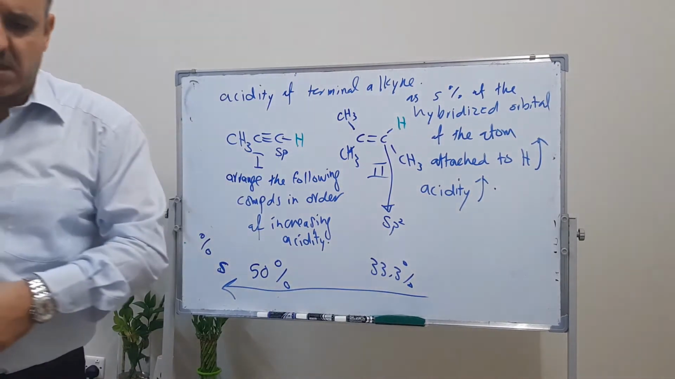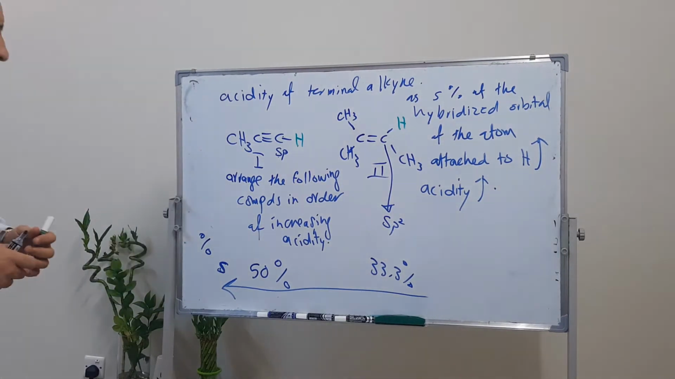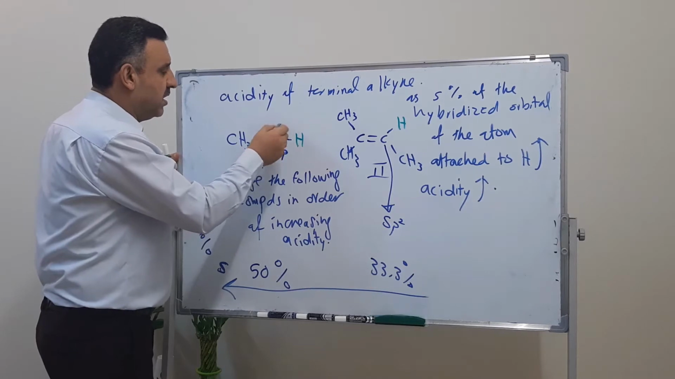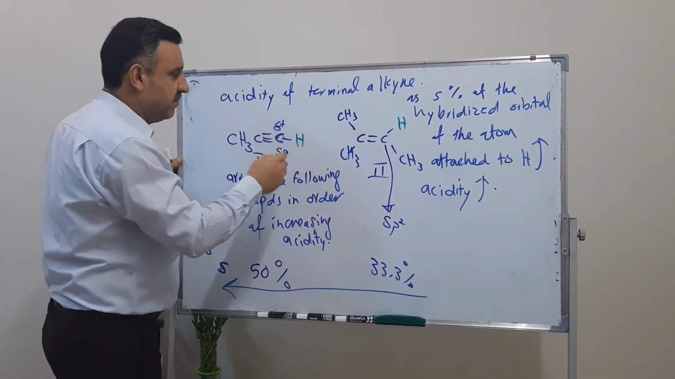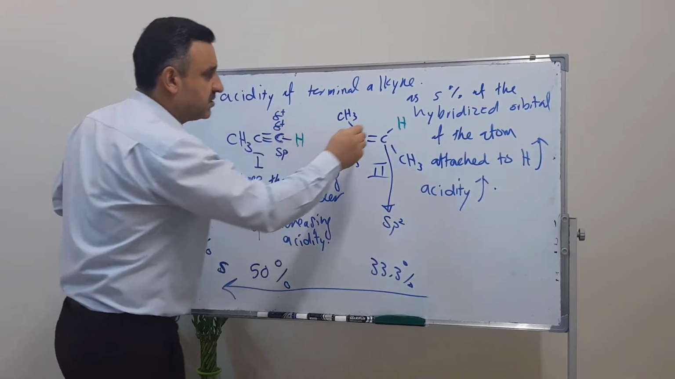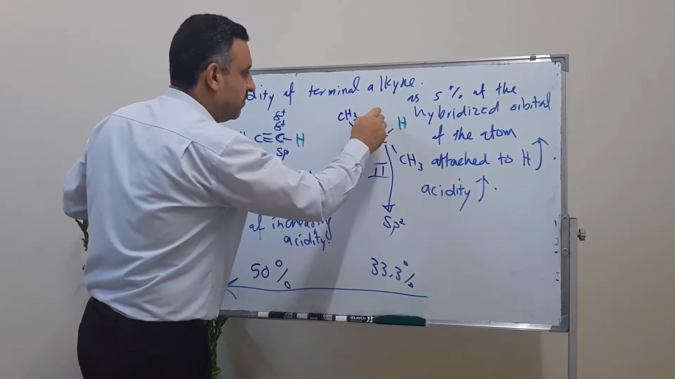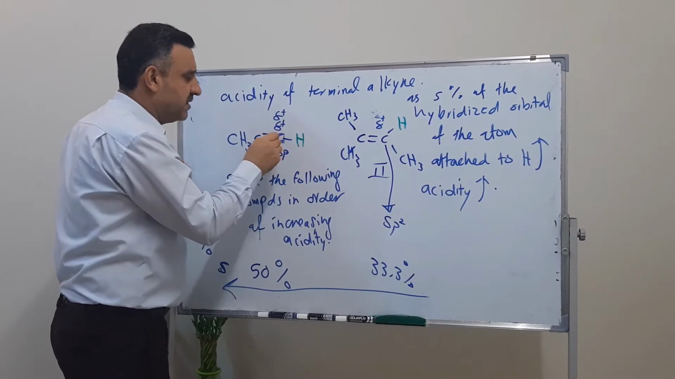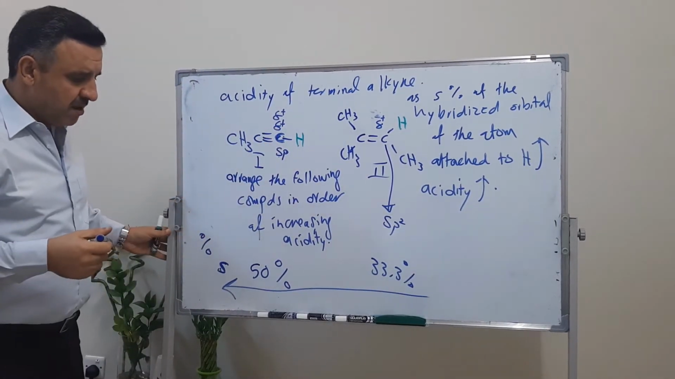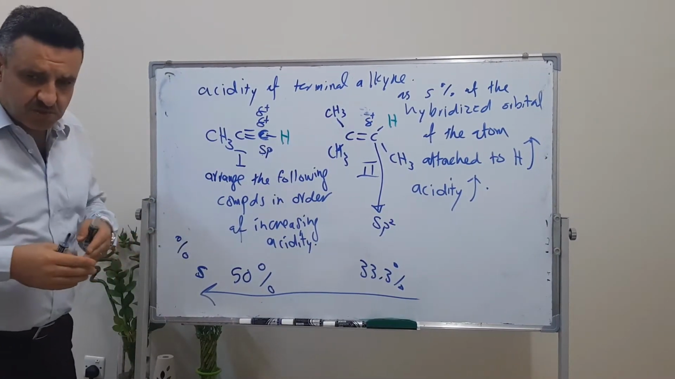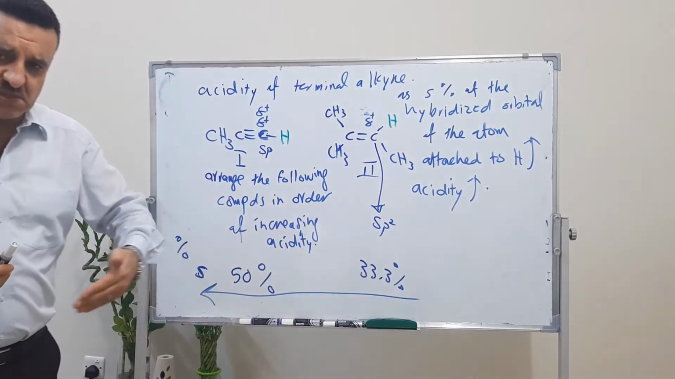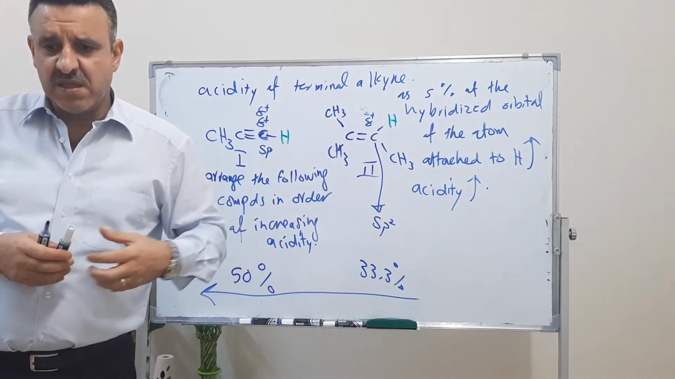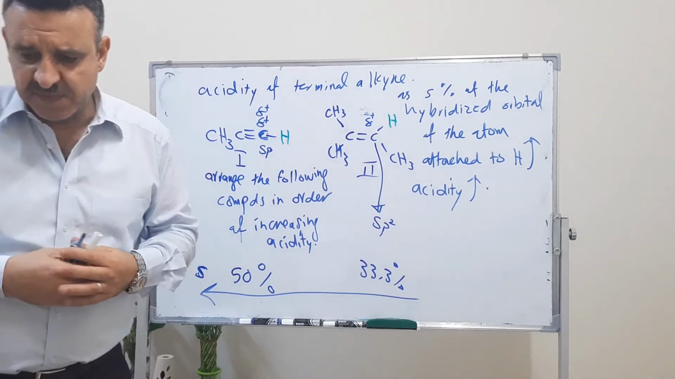So if the hydrogen is attached to an atom which is sp, then the acidity will be higher than sp2, higher than sp3, because this carbon here will be more likely to be more positive compared to this carbon. As we said, when the hybridized orbital contains more s character, that means it is closer to the nucleus, which means it is affected by more attraction from the nucleus compared to the other. Clear, guys?